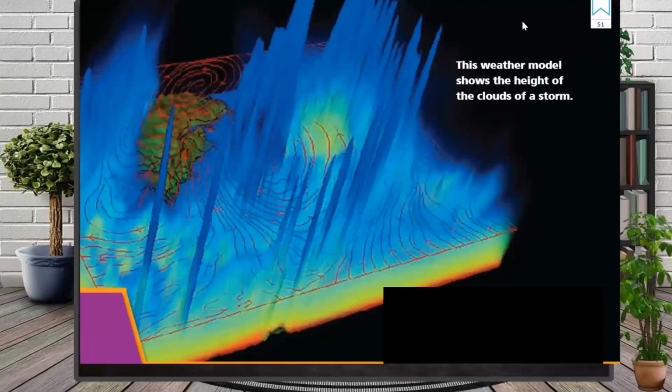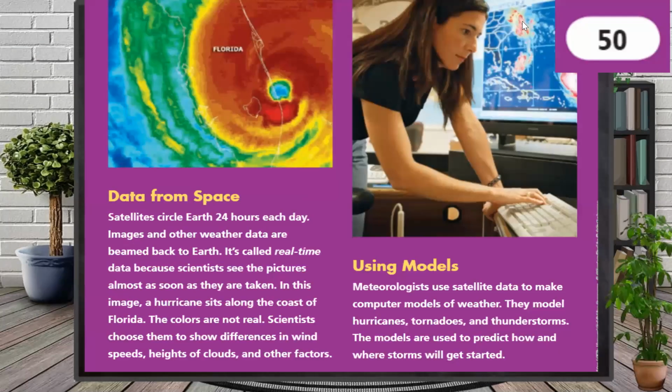Look at this model. This weather model shows the height of the clouds of a storm. So it gives you data, and by data I mean information, about the height of the clouds in a storm. So when a storm is coming, you know how high the clouds are. It helps you to take precautions or to know what to do later when you know that there is a storm.